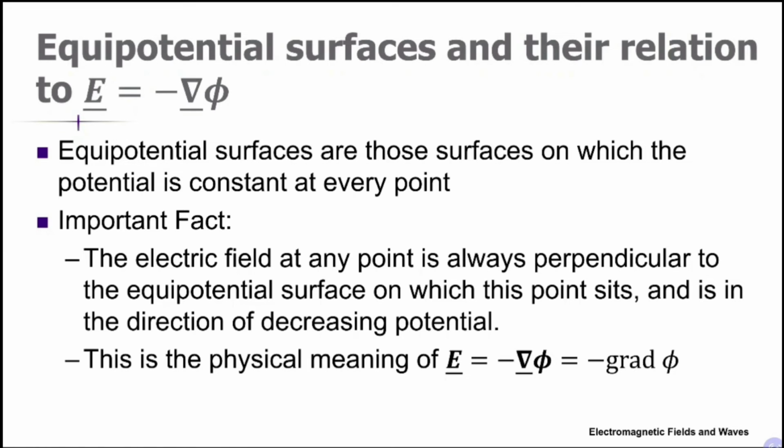Okay, equipotential surfaces and their relation to the electric field. Equipotential surfaces are those surfaces on which the potential is constant at every point. Important fact: the electric field at any point is always perpendicular to the equipotential surface on which this point sits, and is in the direction of decreasing potential.